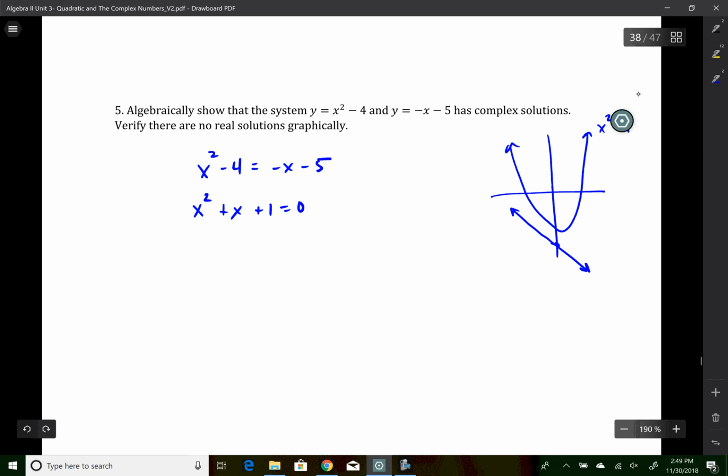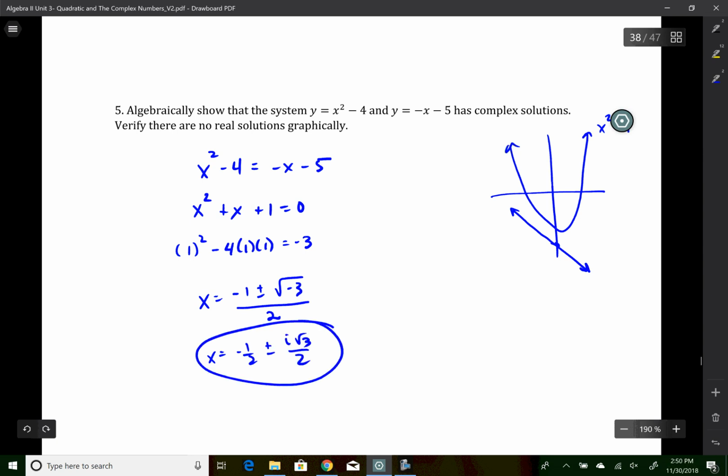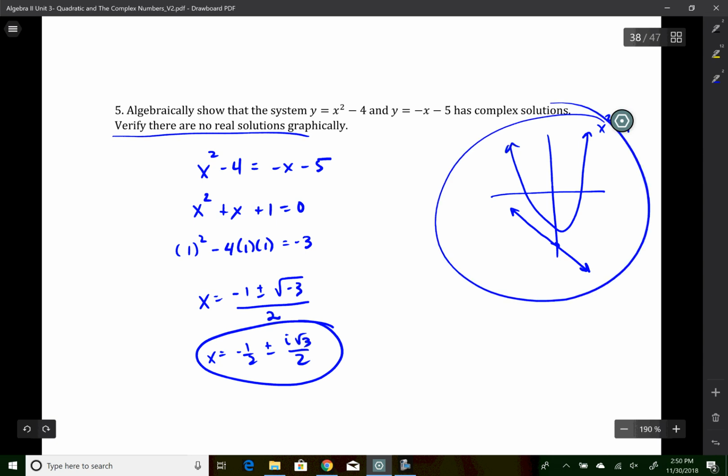If we do discriminant, I have 1 squared minus 4 times 1, that's negative 3. Two complex solutions. So I'm going to say x is equal to negative 1 plus or minus the square root of negative 3 all over 2, or negative 1/2 plus or minus i square roots of 3 over 2, which would be the best possible way to show the answer. It's in a plus bi form. There you go. Verify there's no solutions graphically. I just did that over here. You could do that right in your calculator. Just say they have no intersection points. Other than that, good luck.